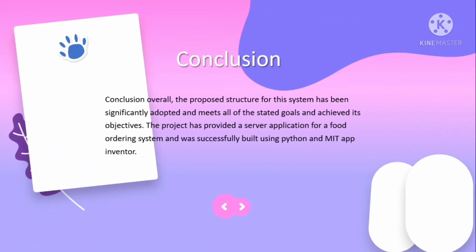Okay, for the conclusion, for the overall conclusion, this proposed structure for the system has been significantly adopted and meets all the stated goals and achieves its objective. The project has provided a server application for a food ordering system and was successfully built using Python and MIT App Inventor.